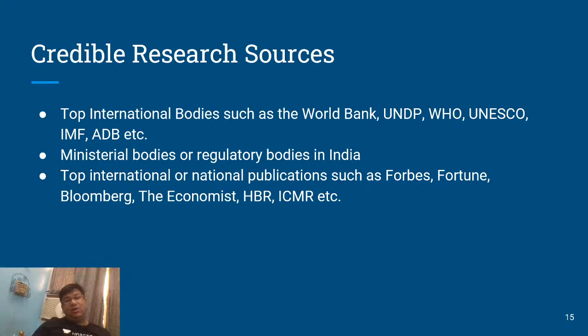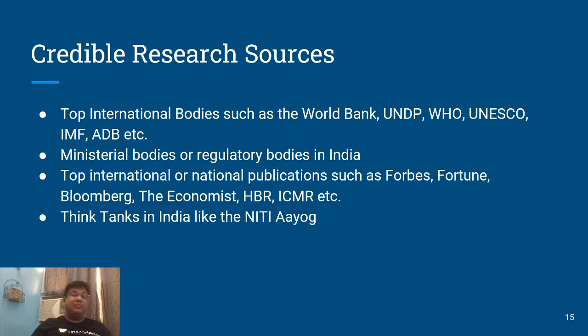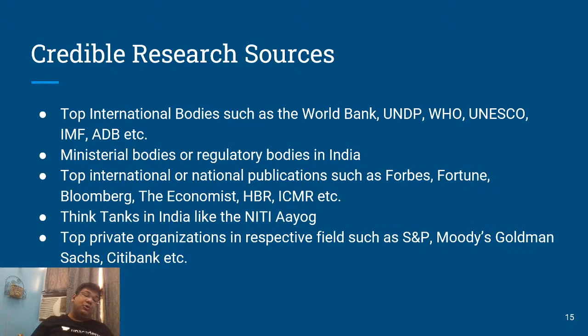Top international or national publications. So, for example, Forbes, very well respected. Fortune is its rival. Bloomberg, The Economist, Harvard Business Review. Nowadays, we are talking a lot about medical. So, ICMR is considered a top body. So, they have their publications as well. There are also think tanks in India, like the Niti Aayog, which obviously has replaced the Planning Commission. Niti Aayog comes up with a lot of important reports.